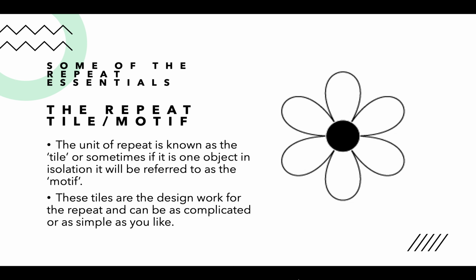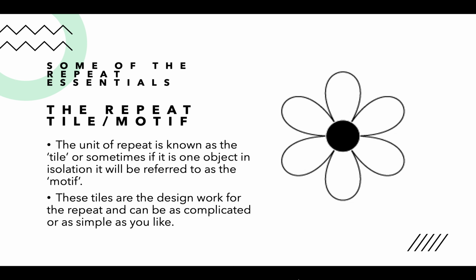So, some of the repeat essentials. We've got the repeat of the tile or the motif. That's our core ingredient in our repeated textiles. The motif is the unit of repeat. It's known as the tile, or sometimes if it's one object in isolation, it will be referred to as the motif. This thing that we see here, the daisy, that's more of a motif, but if we drew a box around that and decided that was the only thing we were going to repeat, that daisy and that daisy alone, that will become our tile.